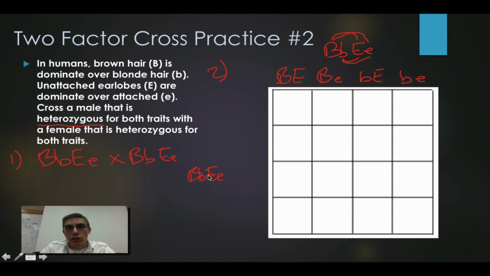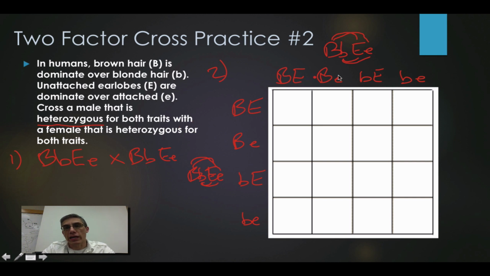Now we're going to do the same thing down here with this parent. So what we have is an uppercase B, uppercase E. We have the uppercase B and the lowercase e. Then we have the second b, which is lowercase. It's going to match up with that uppercase E. Then we have our second b. It's going to match up with our lowercase e. Now this is a situation where the letters that we're using are very different from each other, so it's really easy to recognize the difference between our dominant and our recessive alleles.